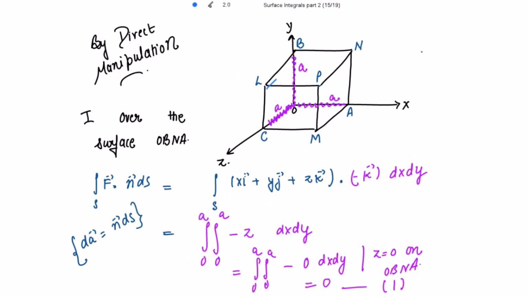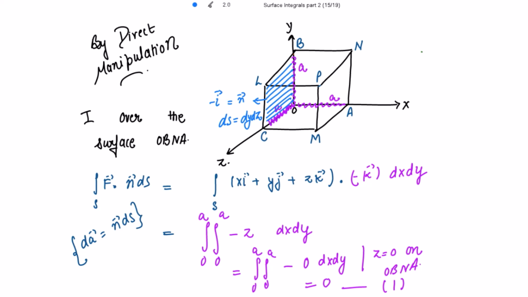And now let's evaluate the integral along this surface OBLC. And here the outward unit vector drawn is along the negative x-axis. So this is minus I cap, and ds is equal to dy dz.